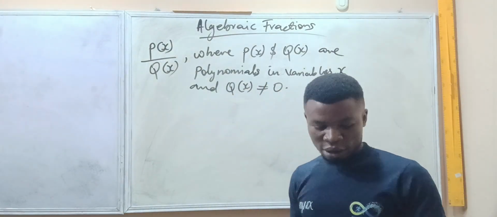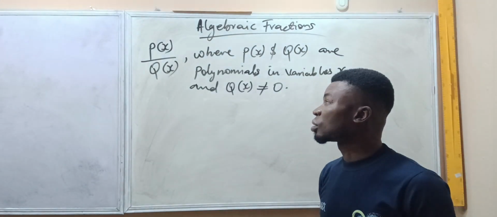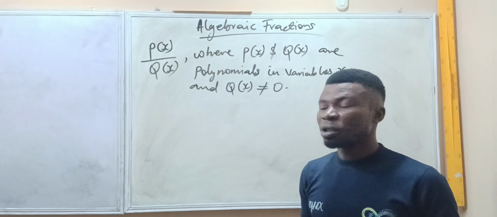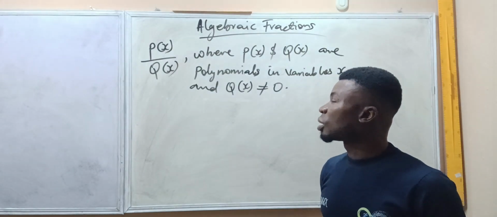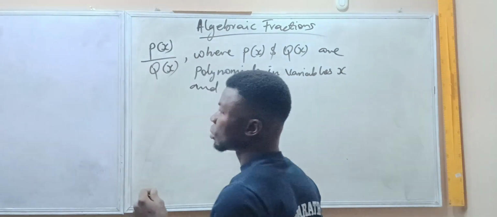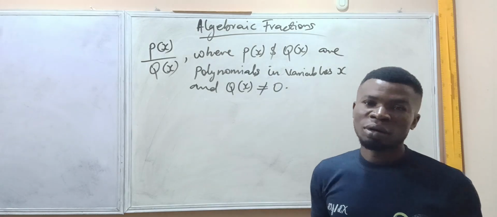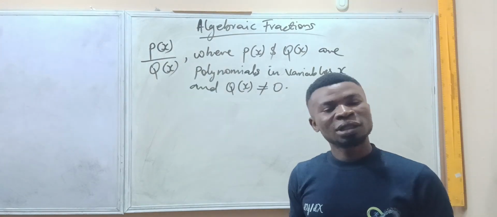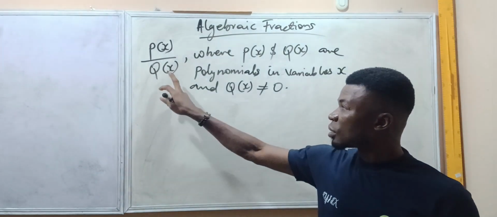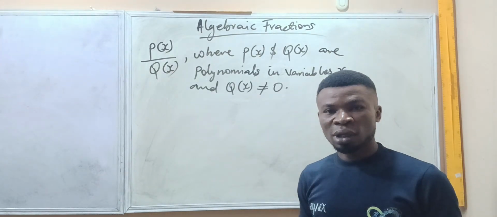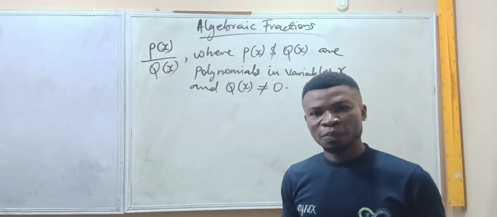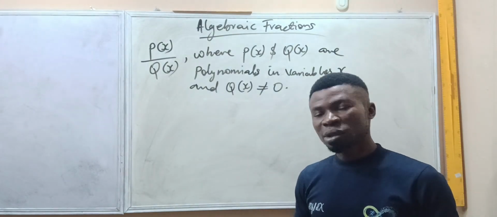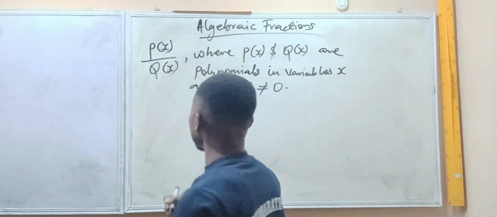Of course, we know why it shouldn't be 0. Why shouldn't q of x be 0? To avoid getting an undefined fraction. And then, of course, this algebraic fraction could be rational or irrational. Rational in the sense that the denominator is not equal to 0, and we say that it is defined. But irrational when the denominator is 0, and we say it is undefined.